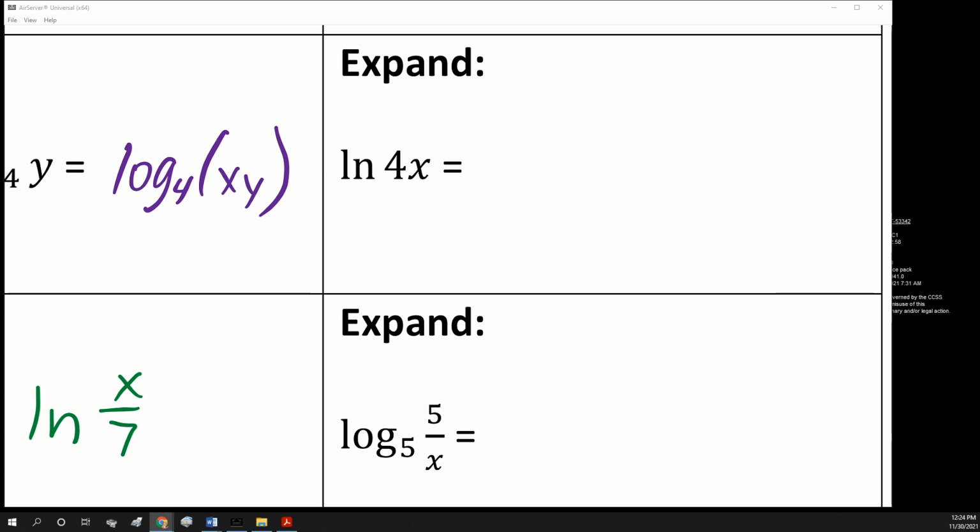So on this first one, we have the natural log of 4x. And so it's 4 times x. And so if it's multiplication, what do you think we're going to use to break it apart? Addition. And 4 is going to get a logarithm, and x is going to get a logarithm, kind of like Oprah gives everybody a car. So 4 gets a logarithm, the natural log of 4, and then plus x gets a logarithm, the natural log of x. And that's it.